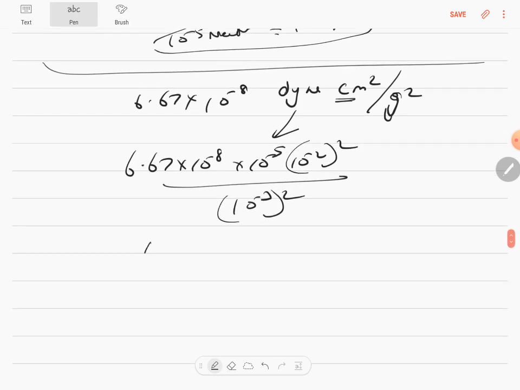So then therefore it's 6.67 10 to the power minus 8, which is already existing, into 10 to the power minus 5 into 10 to the power minus 4 into this 10 to the power minus 6 will come to the numerator as 10 to the power 6.